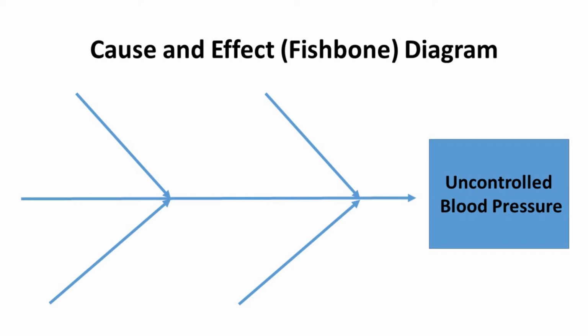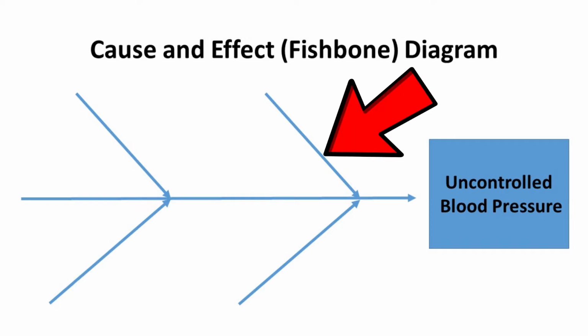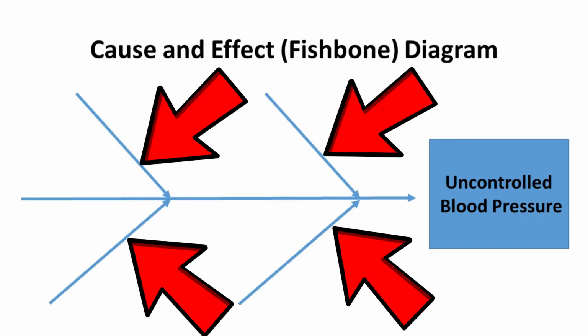When using this tool, it is important to be specific and clear about defining the opportunity. In our case, the opportunity is defined as uncontrolled blood pressure. In future performance improvement activities, the opportunity is a team decision. Next, agree on the big bones or major causes of the opportunity. There could be more or fewer than 4 big bones.